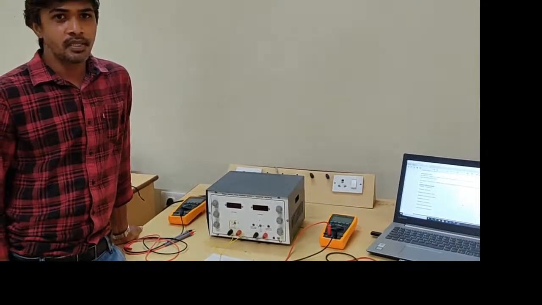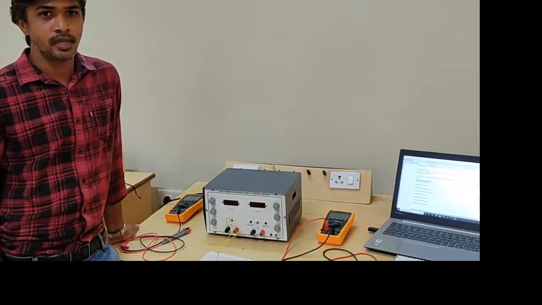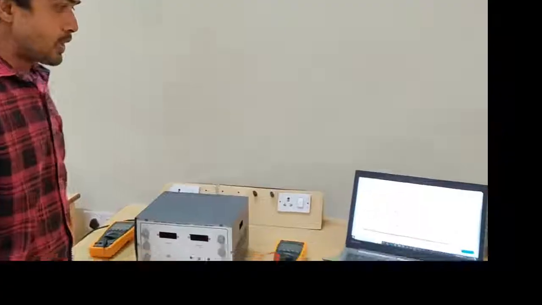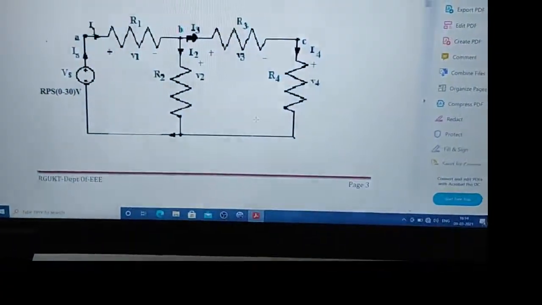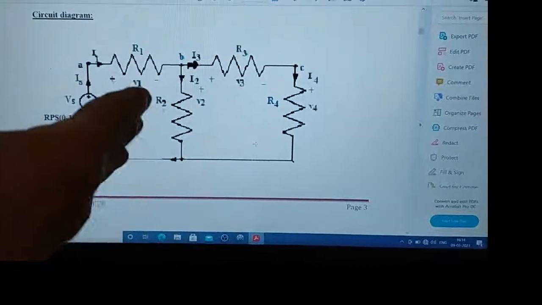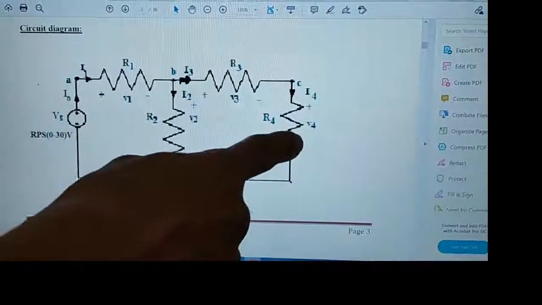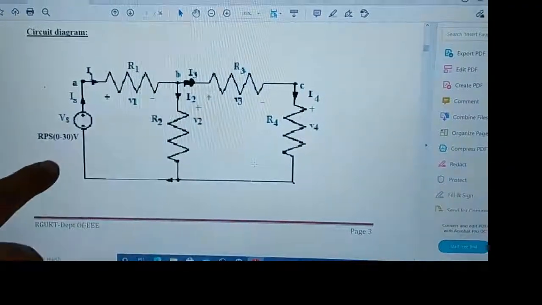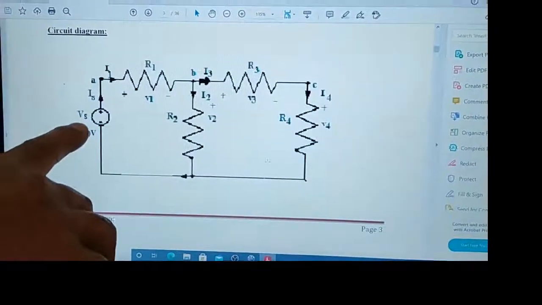So, how do we verify KVL and KCL? We'll see with the help of a circuit diagram. Let us see the circuit diagram to verify KCL and KVL. Here we have taken one example for verifying KCL and KVL. We have taken 4 resistors R1, R2, R3, R4 connected to a power supply ranging from 0 to 30 volts. This is called VS.